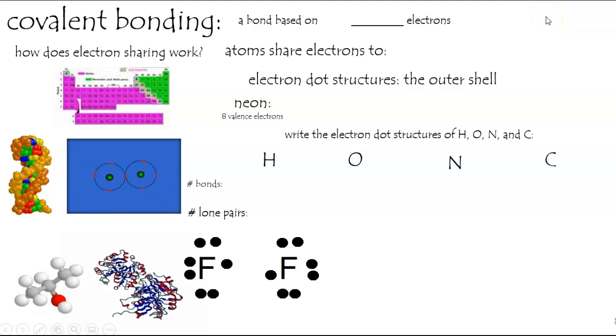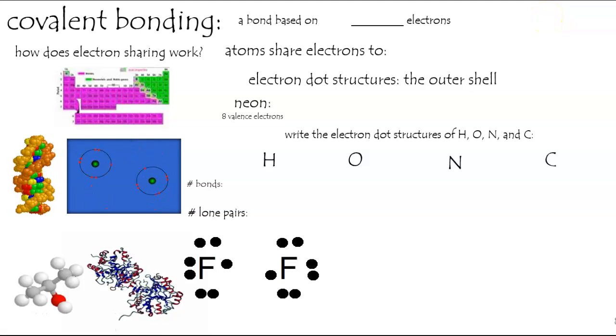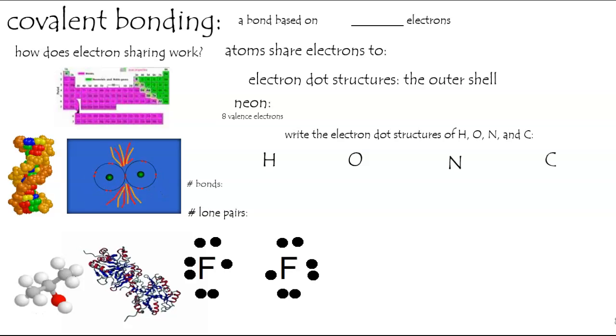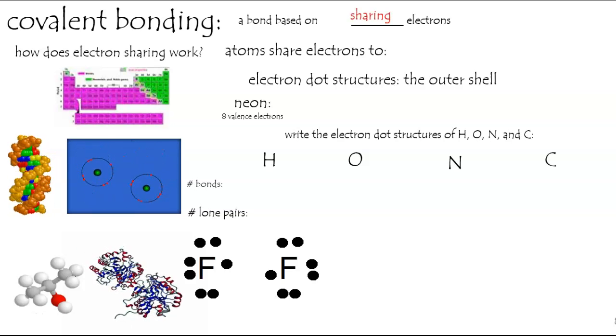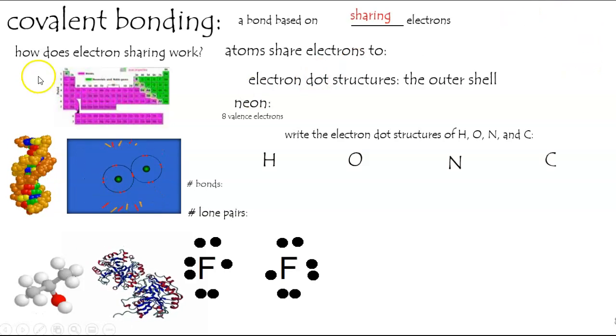Okay, it's time to talk about covalent bonding. This is my favorite type of bonding. It's a bond based on sharing electrons. I'm Dr. B, and let's go ahead and get started.